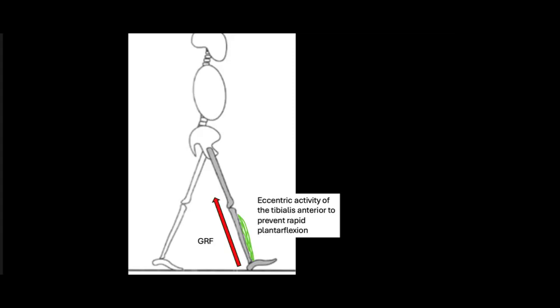This phase is also called the first rocker of the gait. So the first rocker of the gait is passive plantar flexion of the ankle, which is controlled by eccentric action of the tib ant. Just to touch on what will happen if this fails to occur: we get what happens in a foot drop type of gait. So this is the first rocker.